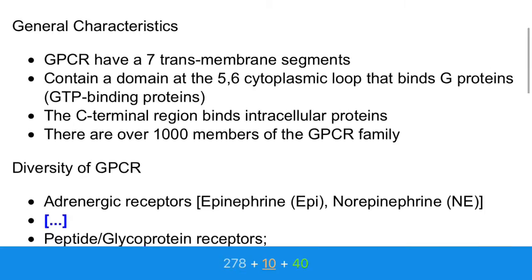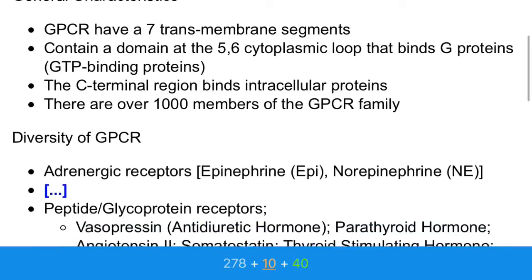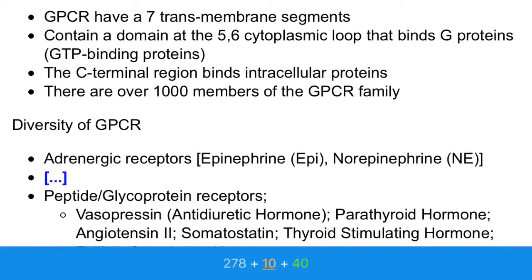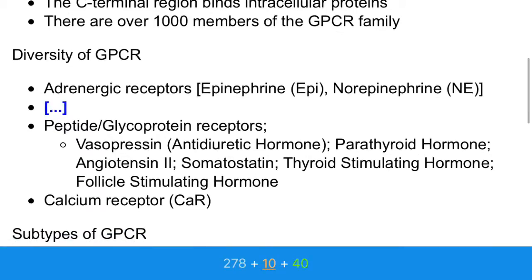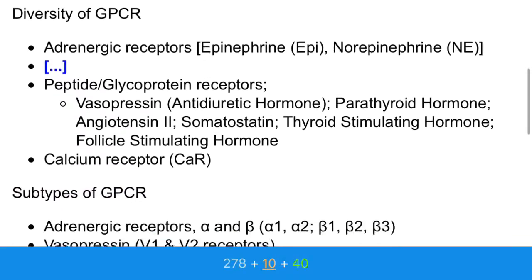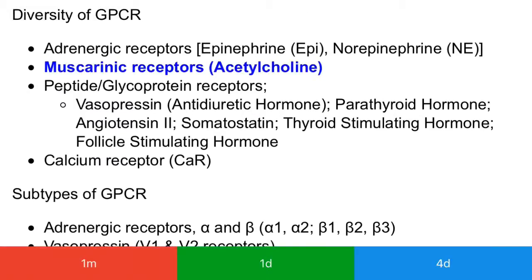Let's see. General characteristics. GPCRs have seven transmembrane segments. All right. They contain a domain at the 5-6 cytoplasmic loop that binds G proteins. The C-terminal region binds intracellular proteins. There are over 1,000 members of the GPCR family. Diversity of GPCRs: adrenergic receptors, epinephrine, norepinephrine. Let's see, where's more? Muscarinic receptors.